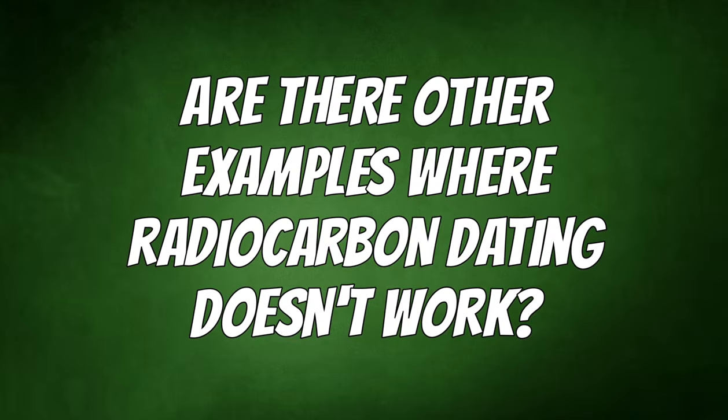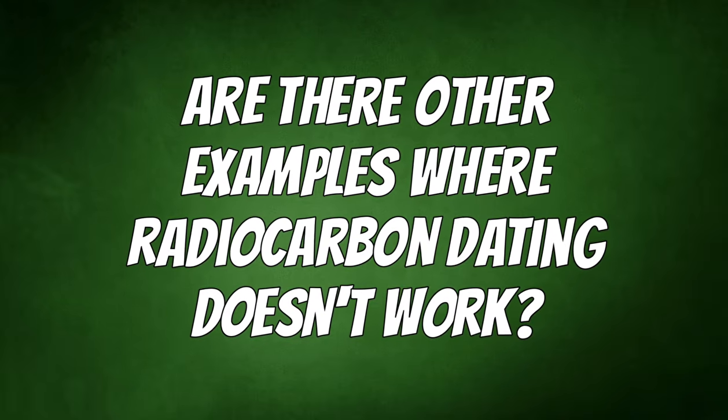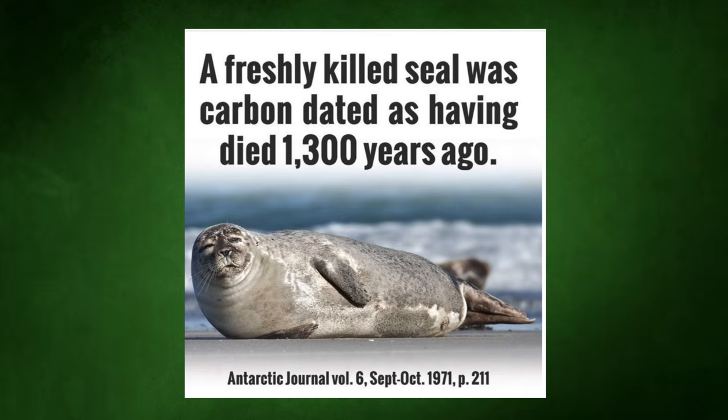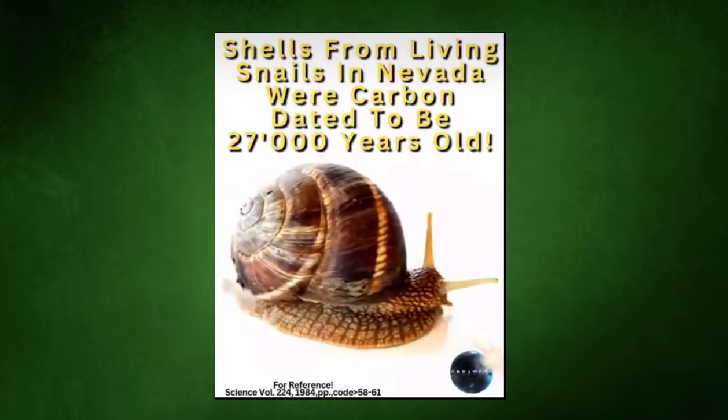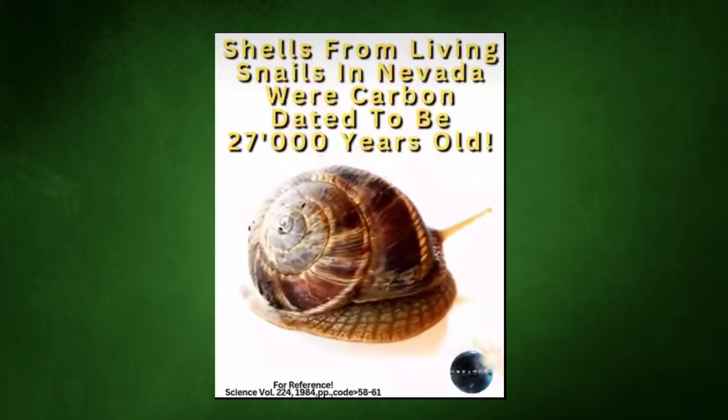Are there other examples where radiocarbon dating doesn't work? So what about things like this? A freshly killed seal was carbon dated as having died 1,300 years ago. Or, shells from living snails were carbon dated as being 27,000 years old. So does this calibration problem explain our 27,000-year-old snail or the 1,300-year-old freshly killed seal? Well, in those situations, there's something different going on. But the core idea still applies.